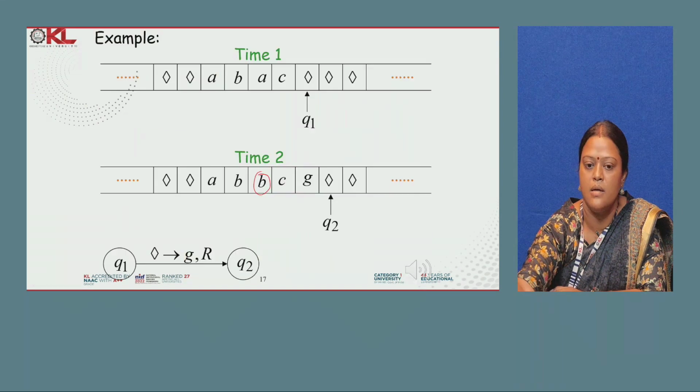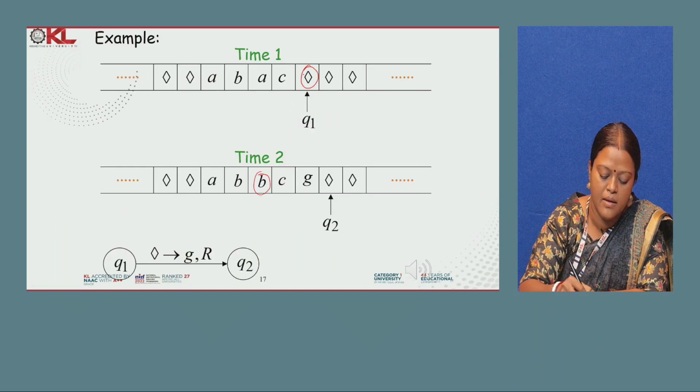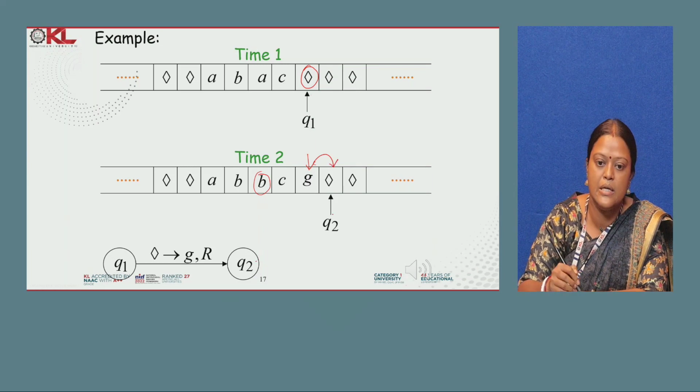Similarly, in this one our read-write head is on a blank symbol, so we replace it by g, so we have a g here, and we move to the right-hand side, that means this location, and our new state is q2.